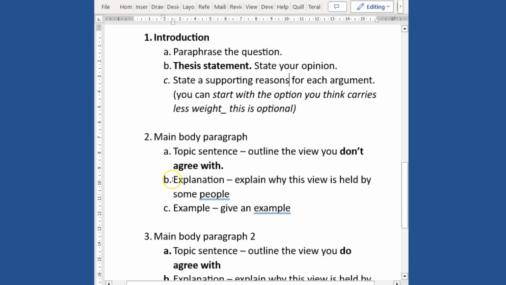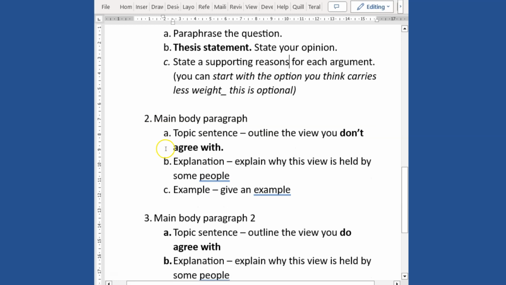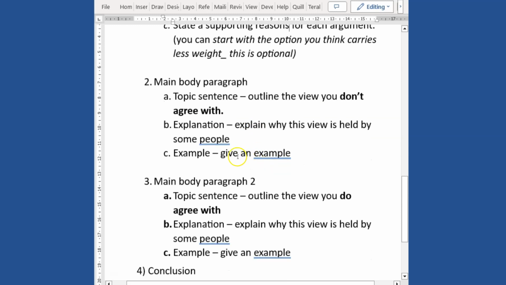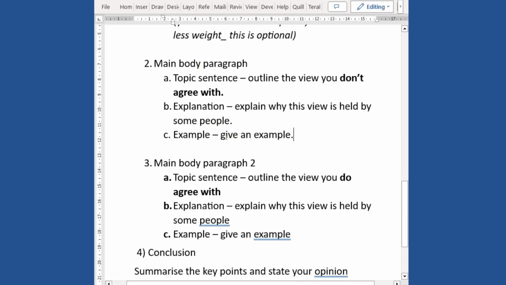Then in your main body paragraph, after the introduction, the second paragraph will be your main body paragraph, where you outline the view that you don't agree with, and then you explain why this view is held by other people, and finally you give a supporting statement, which will be an example. You go about it that way.